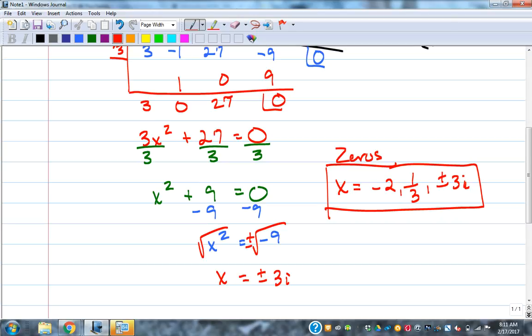And this was the last lesson we learned, except we didn't find the complex ones. The last lesson was on real solutions. The -2 and the 1/3 were the only 2 real ones for that particular polynomial. We're just adding in the complex today. That's the only thing that's adding to this.